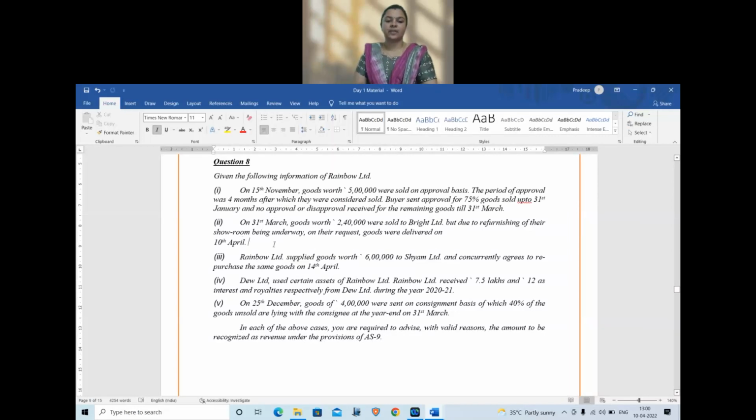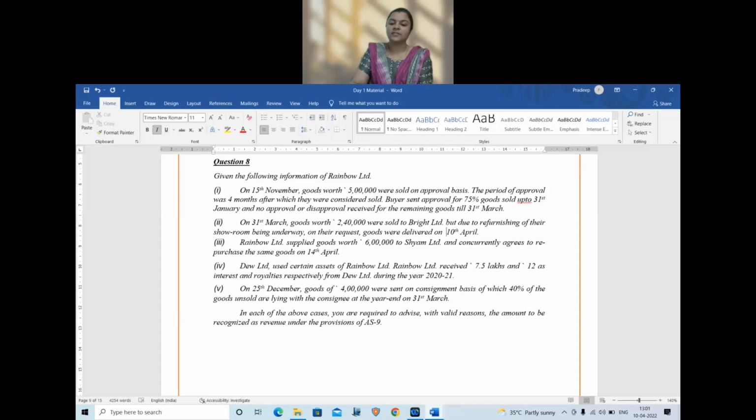Next. On 31st March, goods were sold to Bright Limited, but due to refurnishing of their showroom underway, the request was to deliver on 10th April. So goods were sold as on 31st March. What is the rule? The significant risks and rewards of ownership have been transferred. Therefore, the revenue needs to be recognized irrespective of possession.